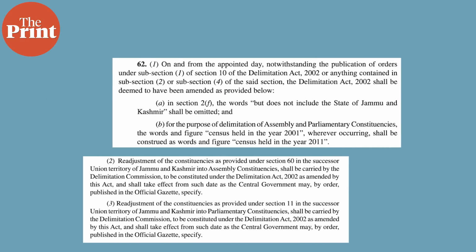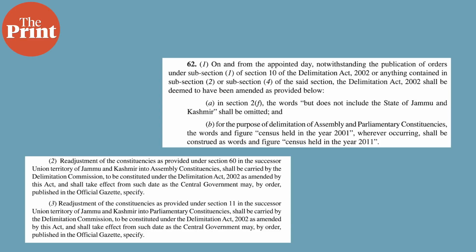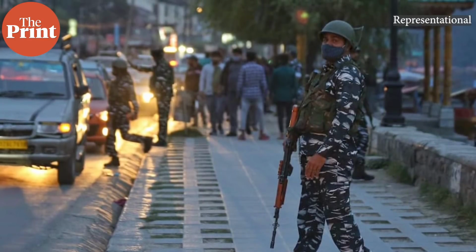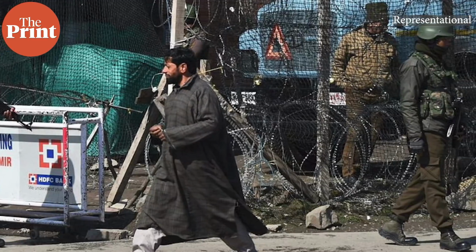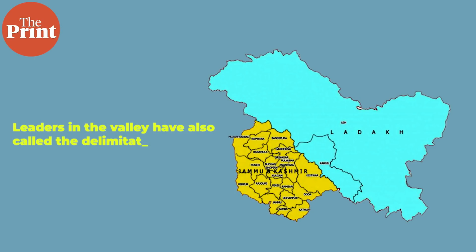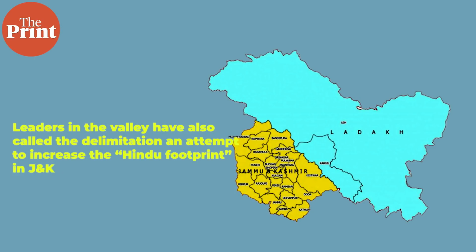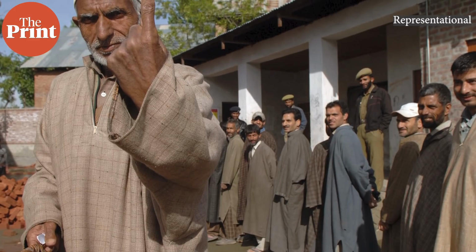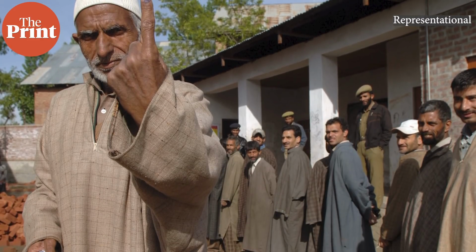But the 2019 Act had a provision which made Jammu and Kashmir the only place in the country to undergo a delimitation exercise based on the population figures recorded in the 2011 census. This has, of course, come under criticism as well. And the sum total of all these moves has led to the political parties in Kashmir calling it unconstitutional, a sinister plan to disempower and disenfranchise the people of the valley. But politicians in Jammu, of course, have welcomed it, calling it a means to bring a power balance in the region. Leaders in the valley have also called the delimitation an attempt to increase the Hindu footprint in Jammu and Kashmir. But the process is also, on the other hand, being seen as the first step towards holding fresh elections in the region that has been under the central rule for 3 years now.